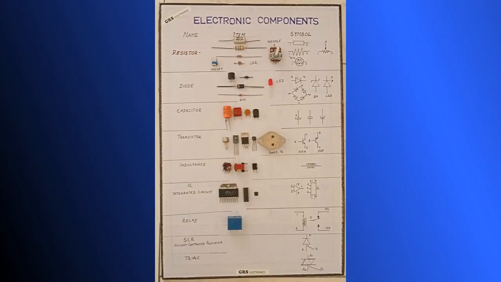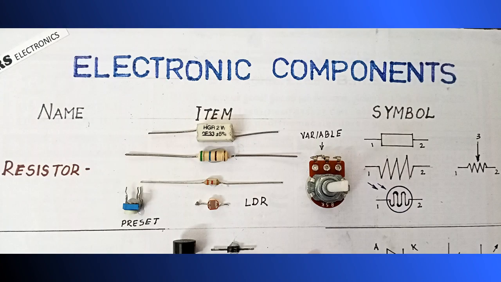As I told you, here I prepared an electronic components chart. Here there are 3 rows. One is the name of the component, then the item, how the component looks in the real world, and then the representation of the component in symbolic form. The first item you see on top is the resistor.